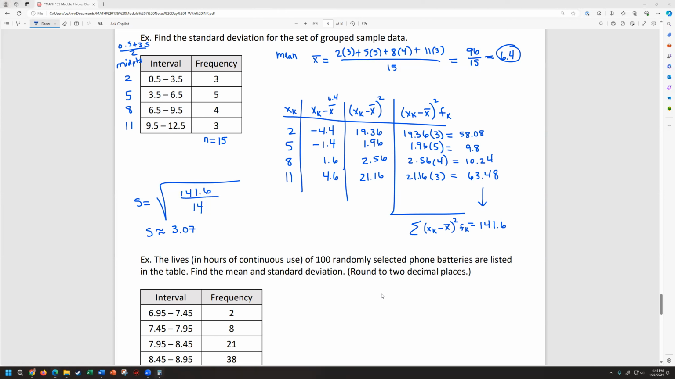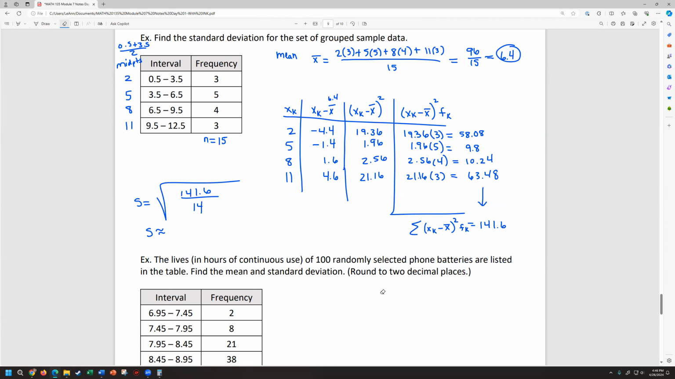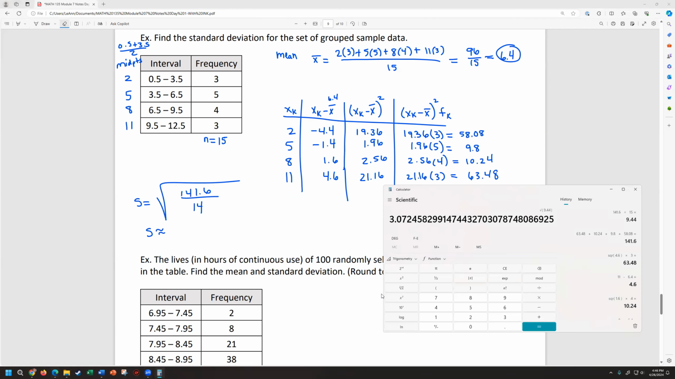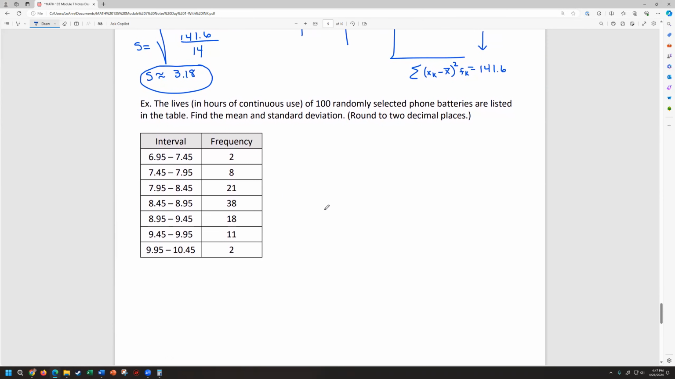Let me double check myself. Did I type everything in right? No, I didn't. I was about to say that didn't match my answer. I said 14 and then I typed 15. So 141.6 divided by n minus 1, which is 14, is this long number. Take the square root of that. It is 3.18. Yeah, that didn't match my pre-written work. So I just wanted to double check that. Okay. So that is how we do that.